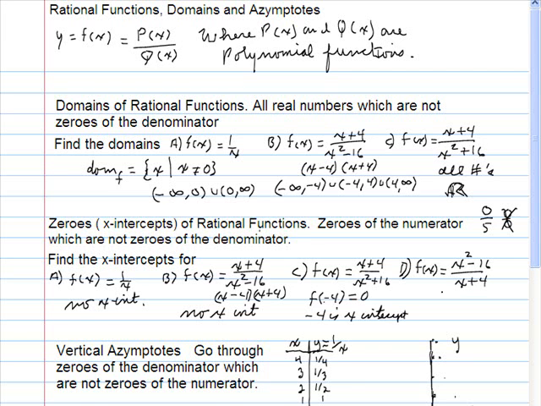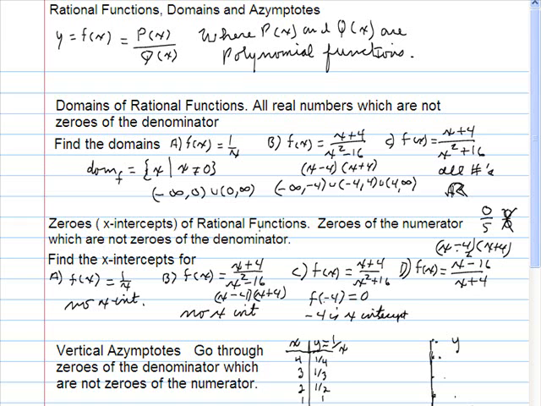And then on the last function, if I factor the numerator, I get x minus 4 times x plus 4, over x plus 4. Now, what makes x plus 4 0 is when x is negative 4. So negative 4 is not going to be a 0 here. It is a 0 of the numerator, but it's also a 0 of the denominator. So it's not a 0 of the function. It makes the function undefined.